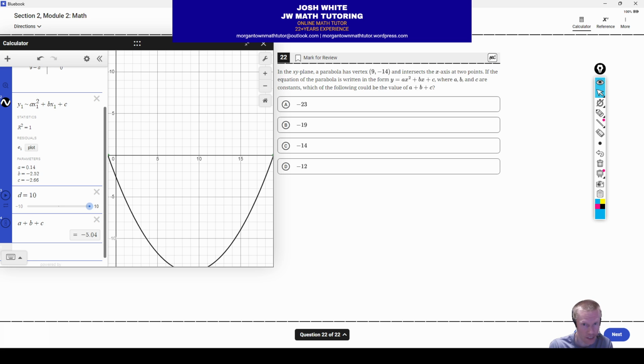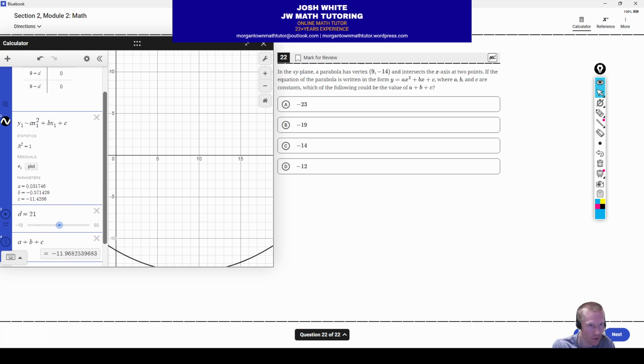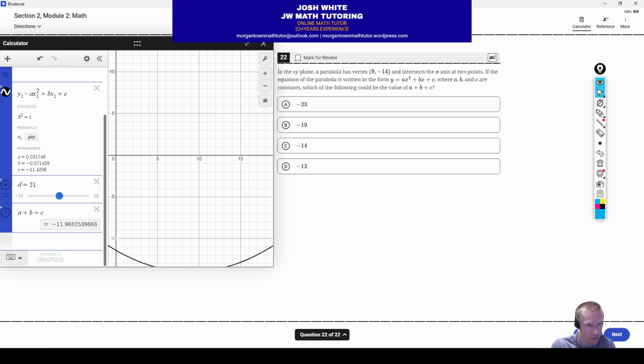So I go up to 10. All right, it's at negative, but it's not quite at anything that's in the problem. So let's just jump it up to 50. Okay, so notice we're starting to get close to negative 12. It looks like here I'm over negative 12, but if I go back here, I'm under it. So it looks like when my d value, i.e. the distance that the intercepts are to the right and to the left, is between 21 and 21.3, it will hit negative 12 somewhere.